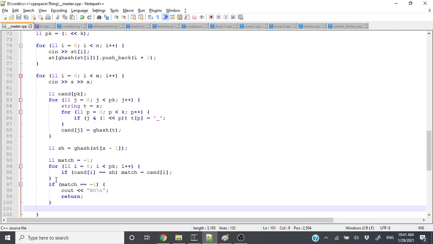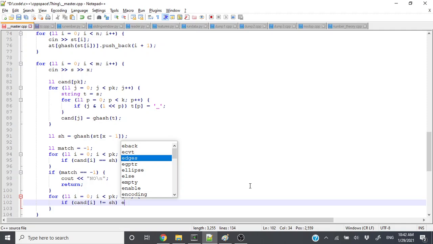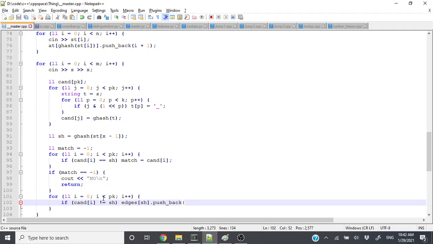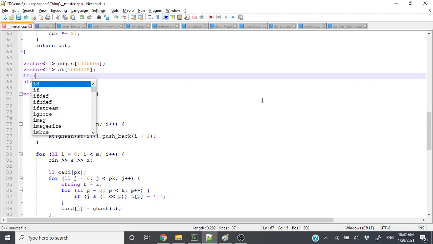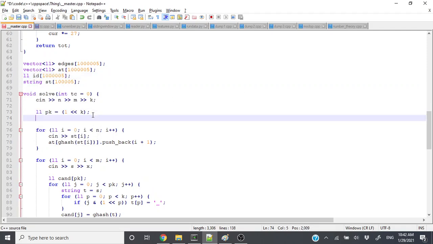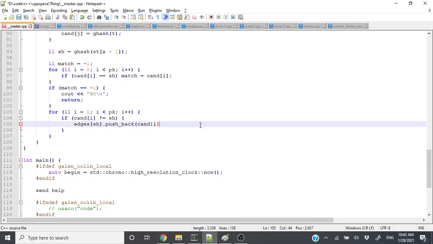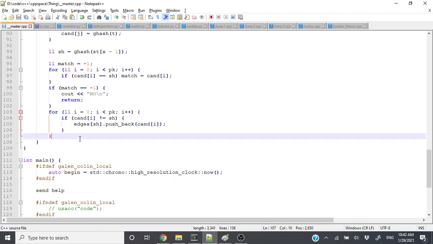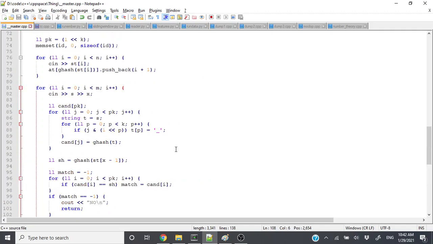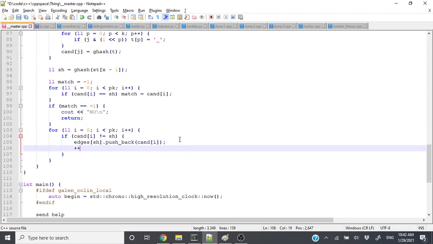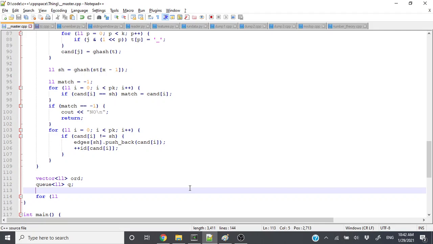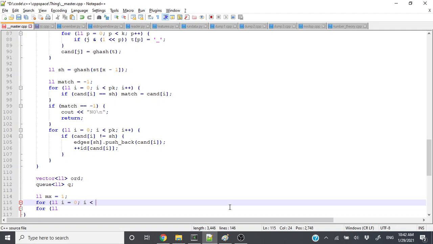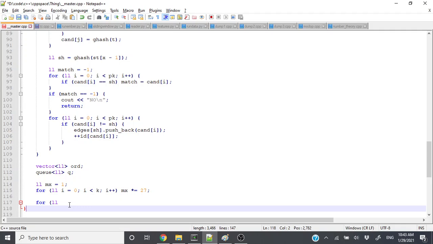And otherwise, then we need to add a directed edge between this. So edges sh dot push back, because now we know that we need to do that. We also do the integers. So just sh dot pushback canned I means sh has to come before canned I in our ordering. And now we just do a topological sort and be done. Plus plus id canned I. So then we figure out the order of the number we need.